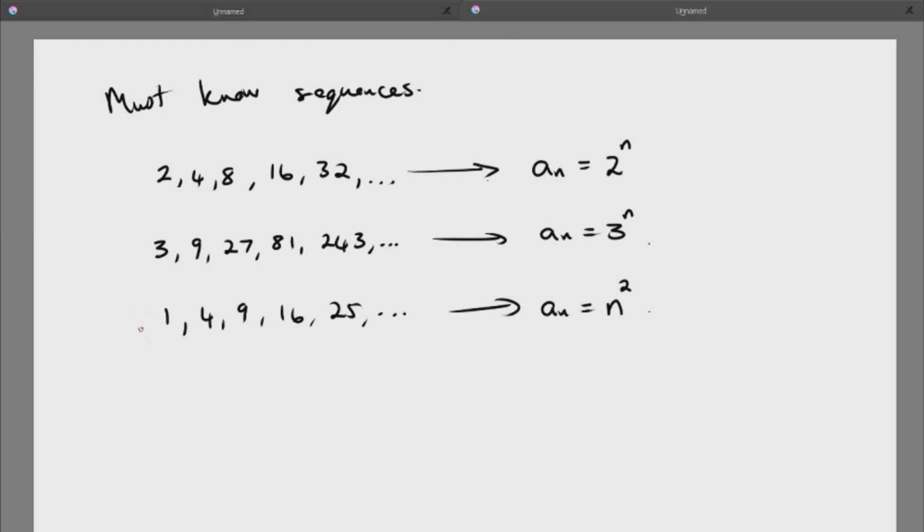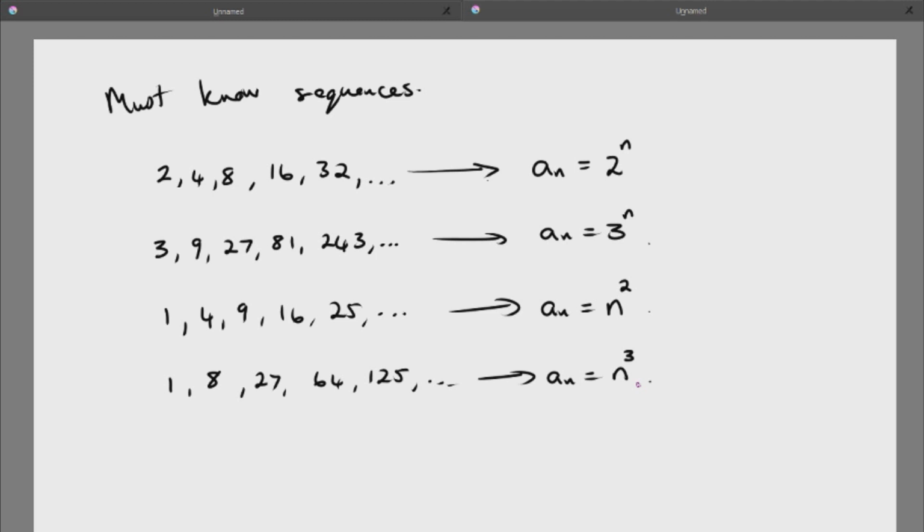And one more, when I cube the position. 1, 8, 27, 64, 125. That is the position to the power of 3. Those are ones I want to know. Nothing more right now. So you need to know the first 5 or so, or at least the formula, or both would be ideal, I think. Yeah, both. We need to know both.